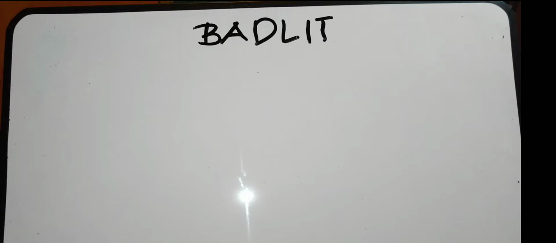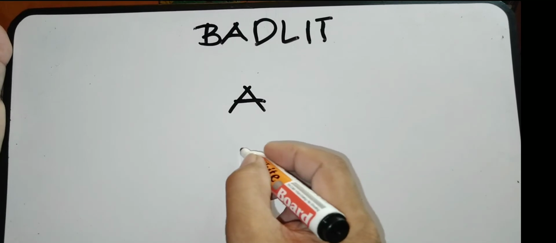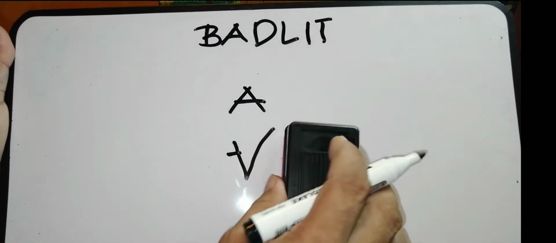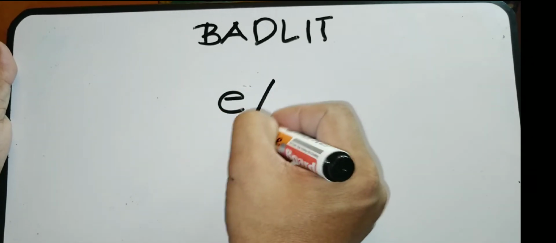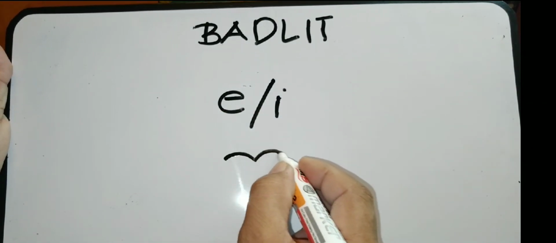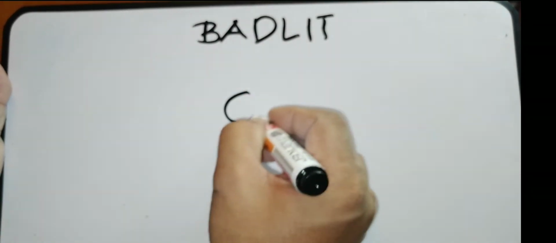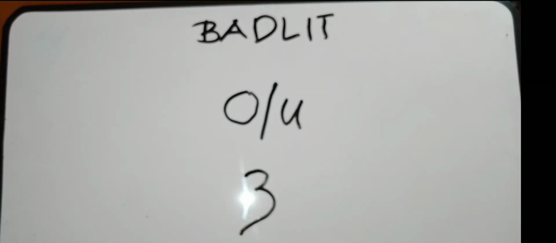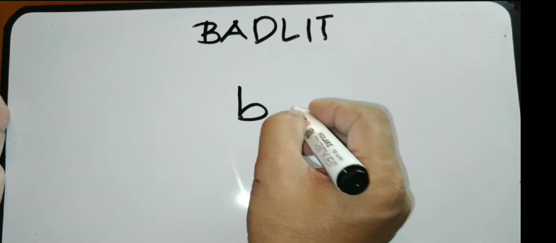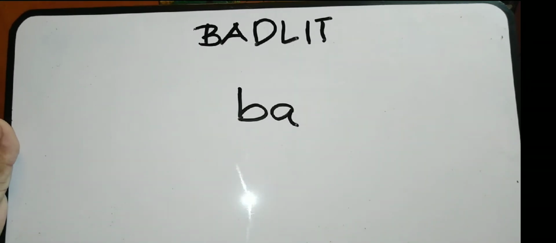So now guys, I have to write it one by one. For letter A, this is how I'm going to write it, like this one, or simply this one. E or I is simply a bird and a wheel. O or U is simply like number 3. Then the ba, something like this one, or you may write it like this.